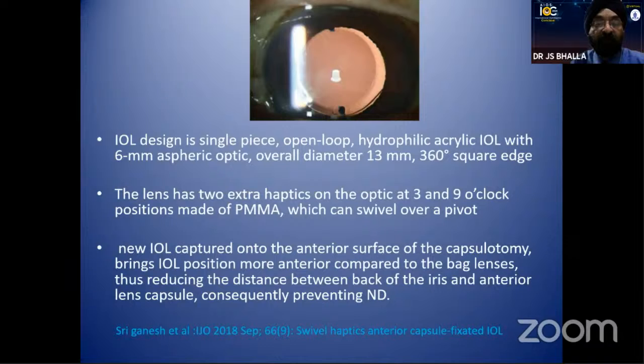Another publication is by Shri Ganesh et al. in the Indian Journal of Ophthalmology 2018, wherein they came up with an IOL which has two extra PMMA haptics on the optic at the 3 and 9 o'clock positions, which can swivel over a pivot, act like a clip, and attach to the anterior capsular rim. Since the distance between the iris and IOL is reduced, the negative dysphotopsia may disappear or decrease in incidence, and this is the hypothesis of the authors.